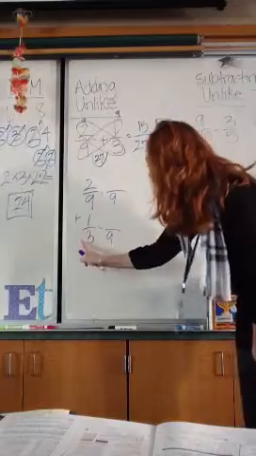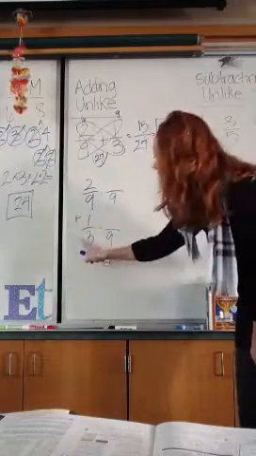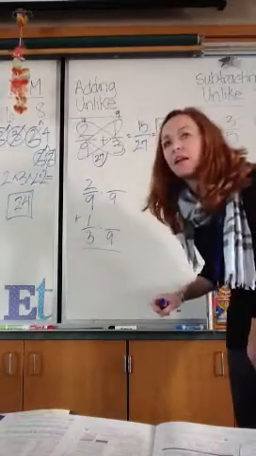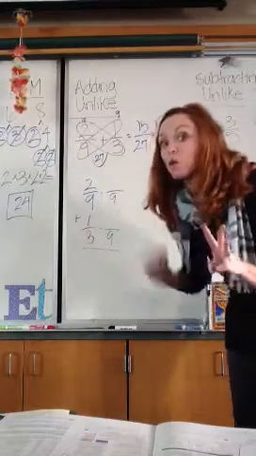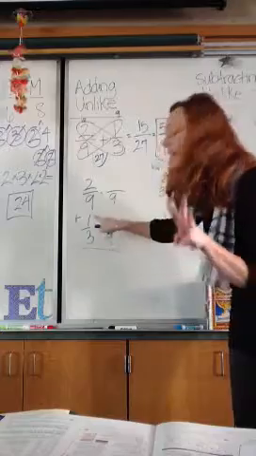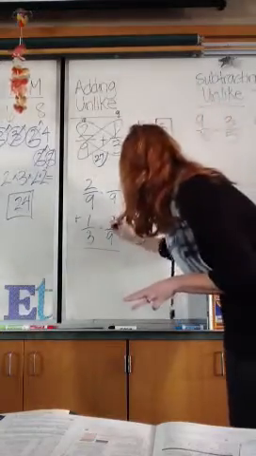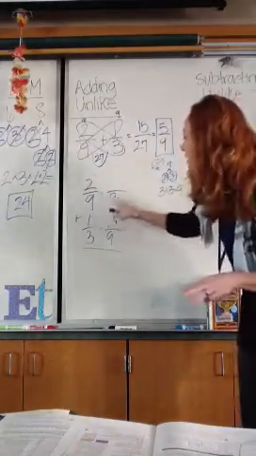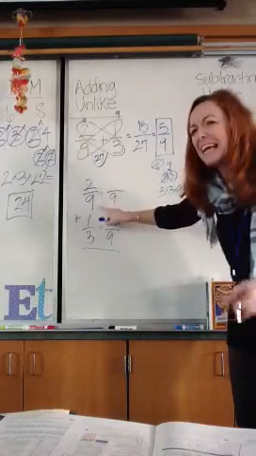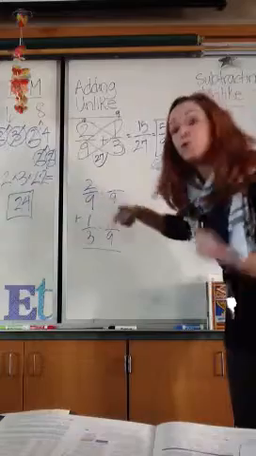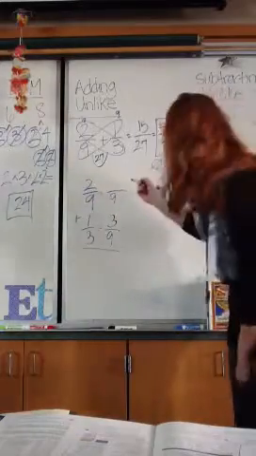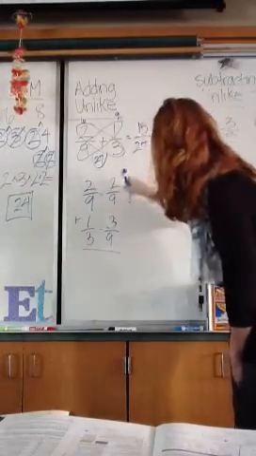Now, I have to look here at my denominators. I say 3 times what is 9? Oh, that's 3. I have to do the same thing to the top to make an equivalent fraction. 3 times 1 is 3. I look at these two. I say 9 times what is 9? That's 1. So I have to do 2 times 1. 2 times 1 is 2.